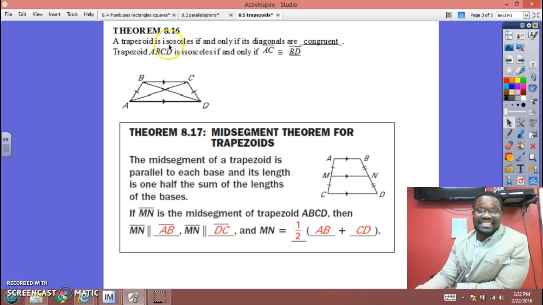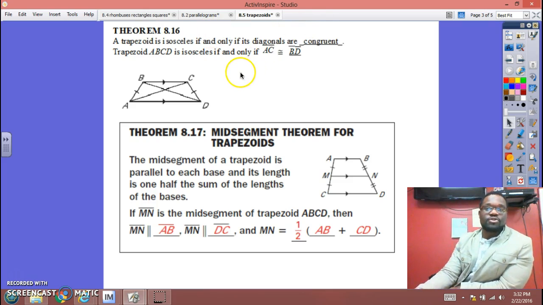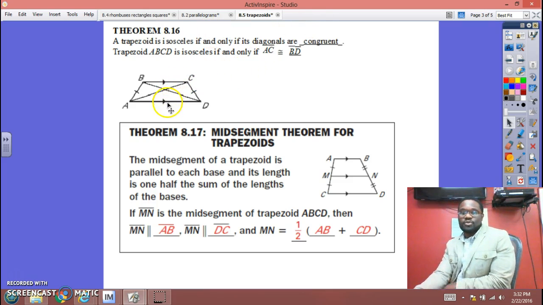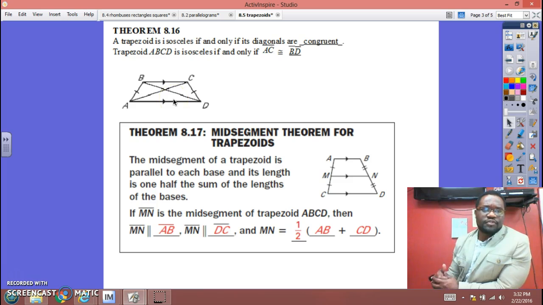Now, a trapezoid is isosceles if and only if its diagonals are congruent. That means the diagonals in an isosceles trapezoid are congruent. That's very important to know as well. This stuff will come up as a question. So what we're doing now is just reviewing the different theorems that relate to trapezoids. And so far, it's just dealing with isosceles trapezoids.